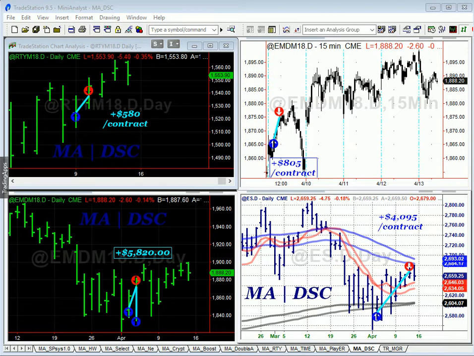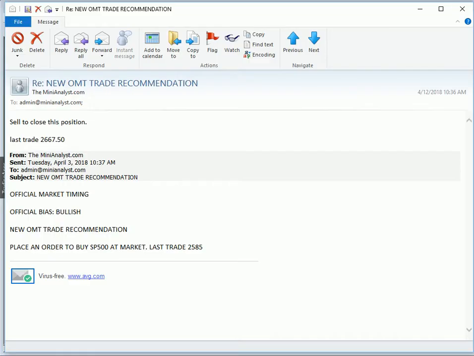We can actually take a look at that. Let's see, where was that? Right here. So it was an OMT trade. 25.85 was the entry on the 3rd, 10:37 a.m. On the 12th, we closed the position at 26.6750.